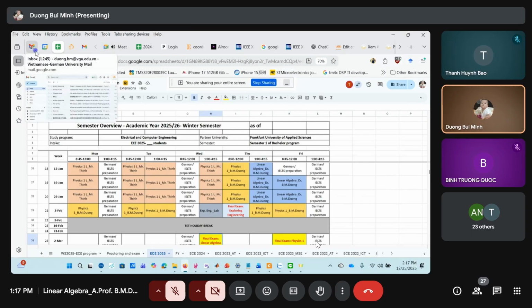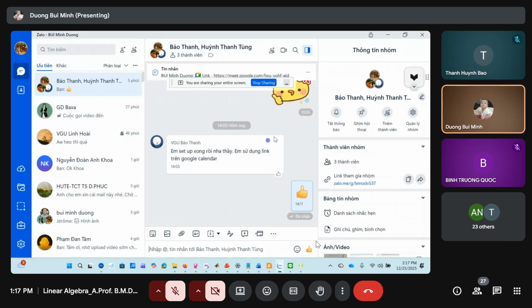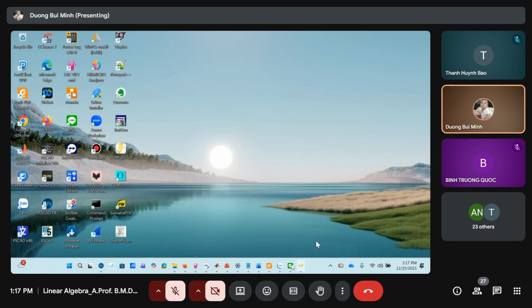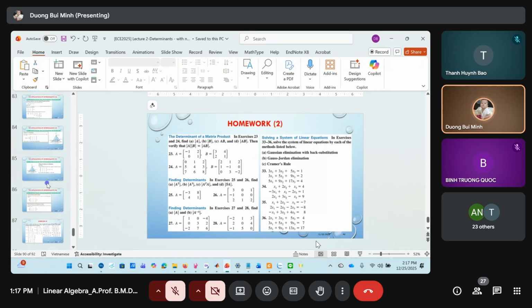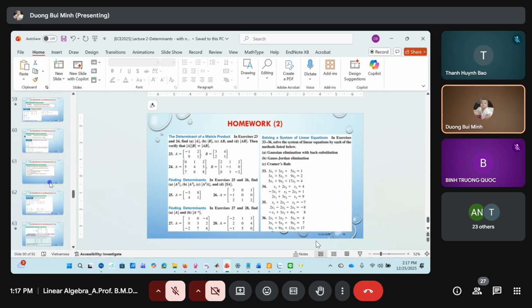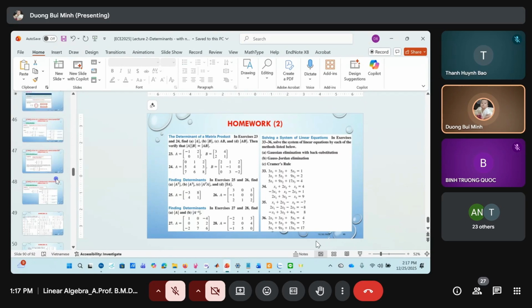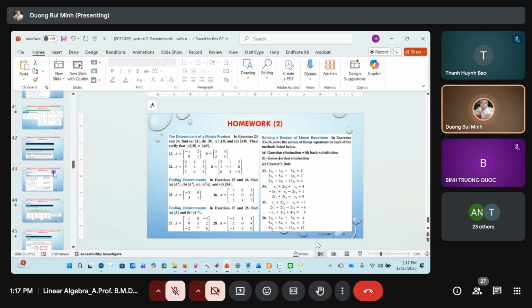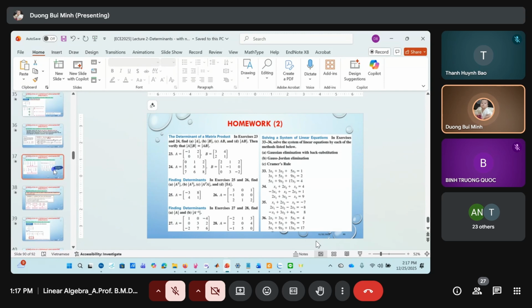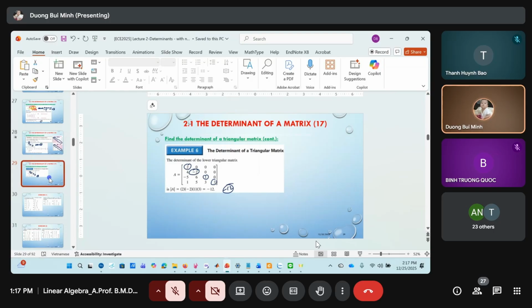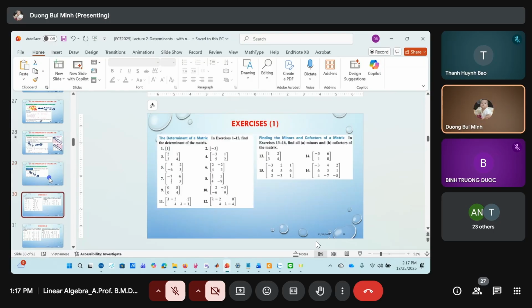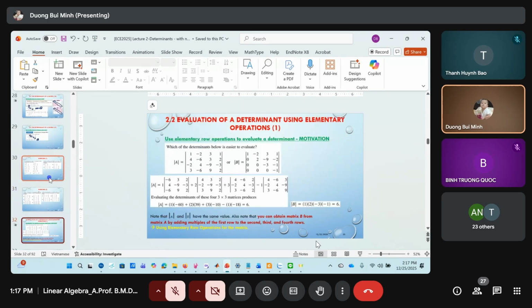Anyway, we study lecture 2 of linear algebra, and we hope we can finish lecture 2 this afternoon, and then if we have more time, we go to lecture 3.